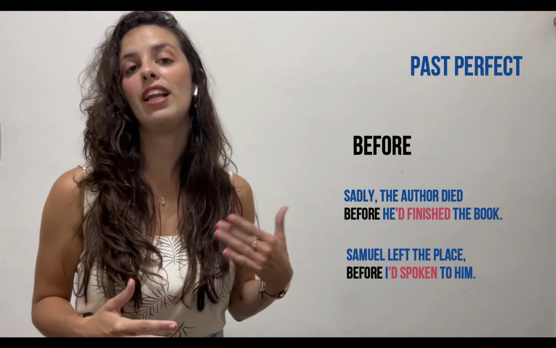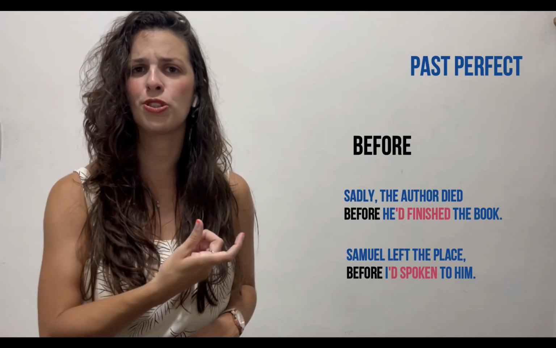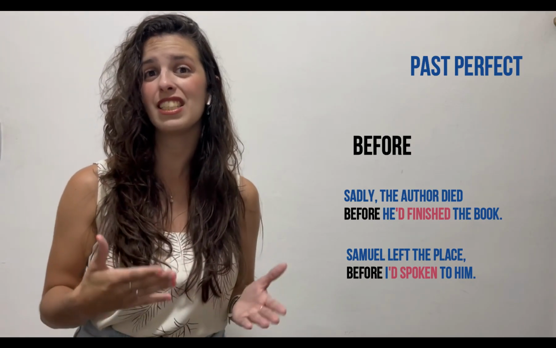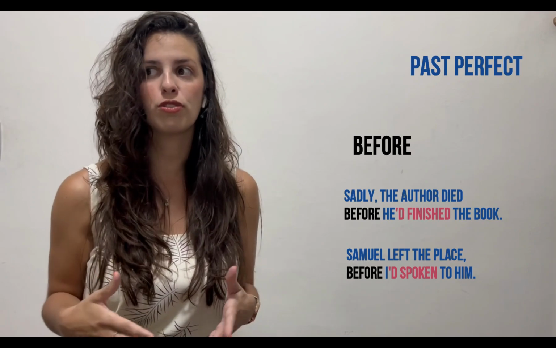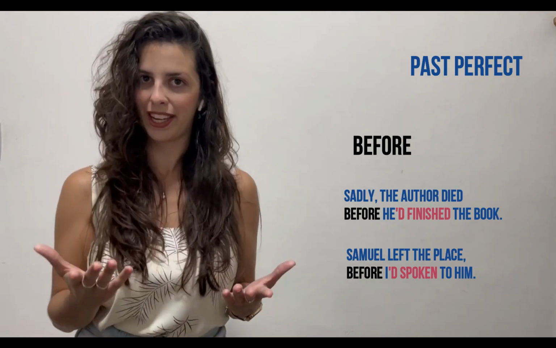Someone left the place before I'd spoken to him. I'd spoken to him. I'd. Very important to learn how to use the contractions, because native English speakers use contractions a lot because for them it's easier and it's faster as well when speaking.